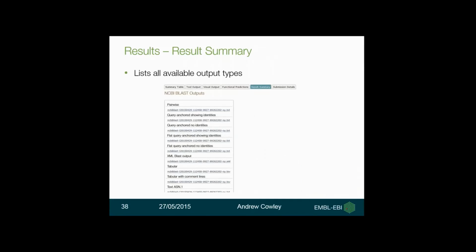Moving on, the next tab is called the results summary. And this just lists the available results that we've got from your search. So there's lots of different types of BLAST formats, for example, that can be downloaded.